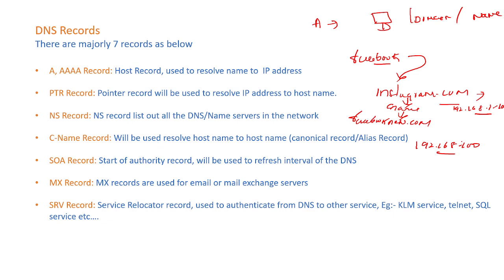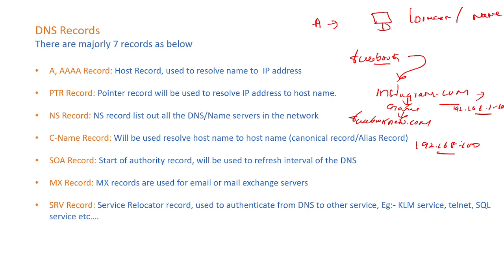And the MX record, mail exchange record. If you have a mail server in your office, an Exchange server or Lotus Notes server, so any server that hosts mail services, such records will be stored in the MX record. And the SRV record means you have a service, and to identify some service, the SRV records are created.